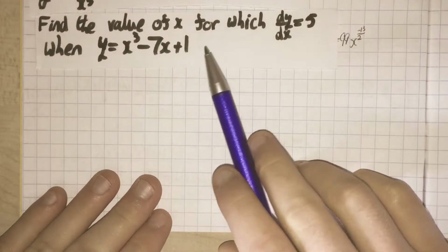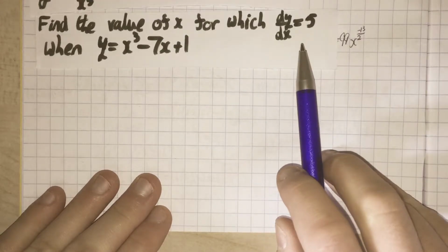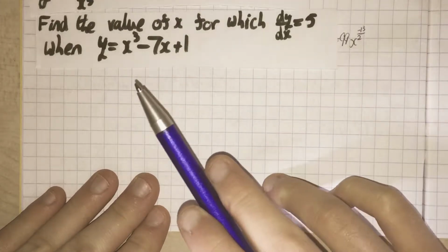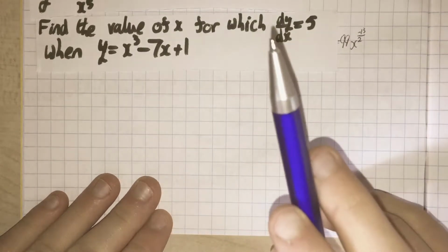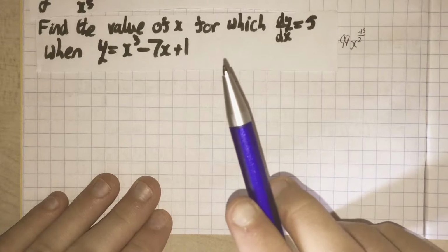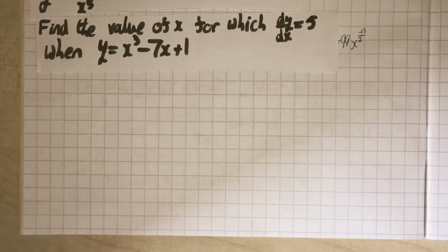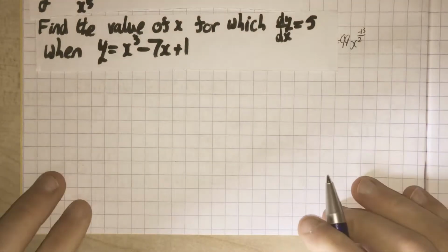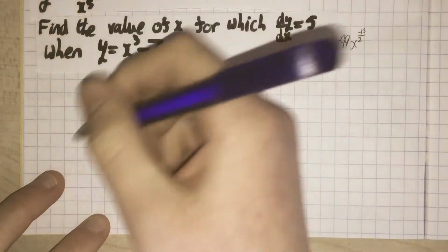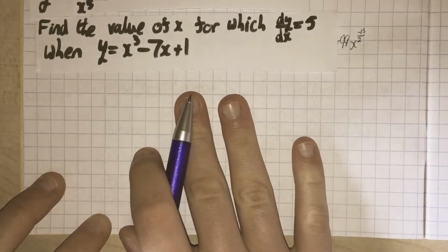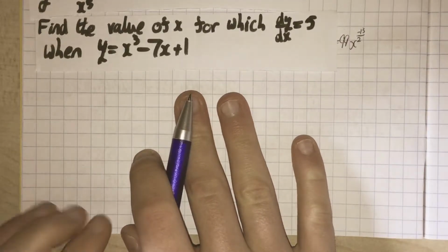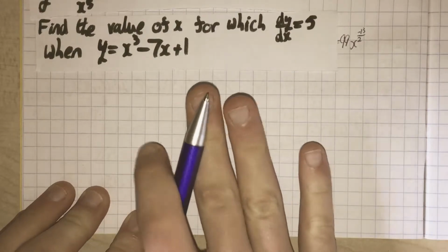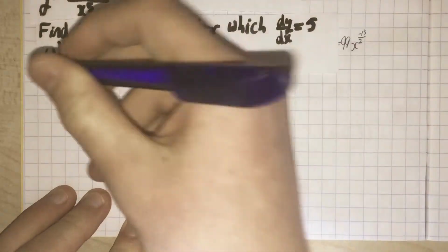Find the value of x for which dy/dx is equal to 5 when y equals x cubed minus 7x plus 1. Well, that seems like an absolutely astounding question. Let's have a look. So if you'd like to pause the video, feel free to have a go. Who knows, maybe you'll figure it out in your head. Either way, I'm going to go through it now and make sense of it.